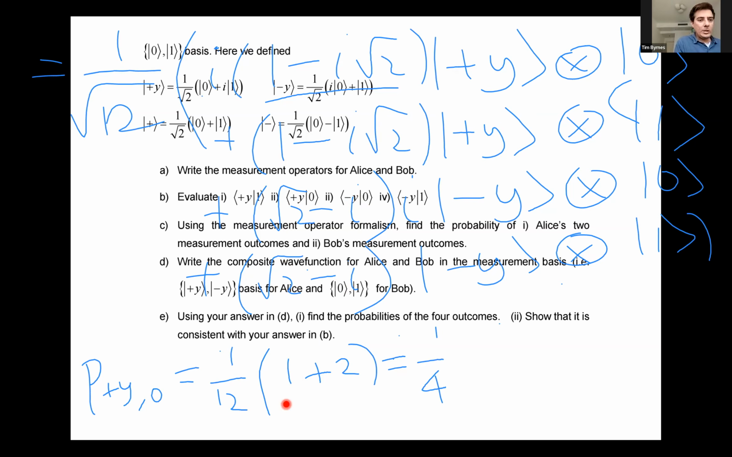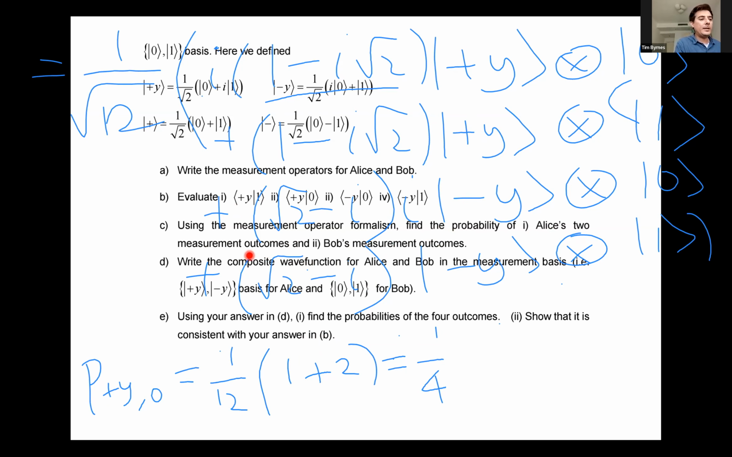So the question says to show it's consistent with the answer in B. So I think we only did this first one here, but what we got was, no, the answer in B. I think I meant C. So that's a typo in this question. So it must be C, right? So find the probability of Alice's 2 outcomes and then Bob's 2 outcomes. So what we found in, I think, we only did this one, right?